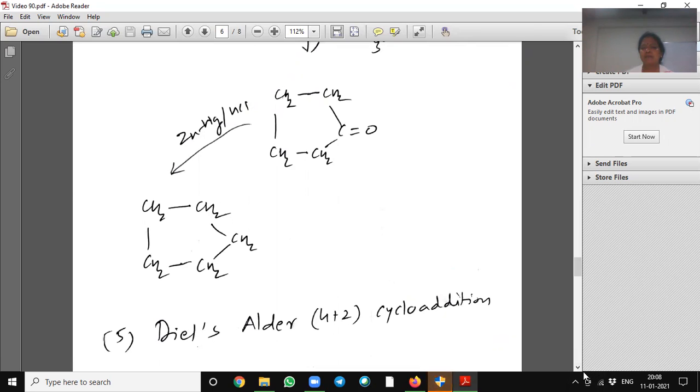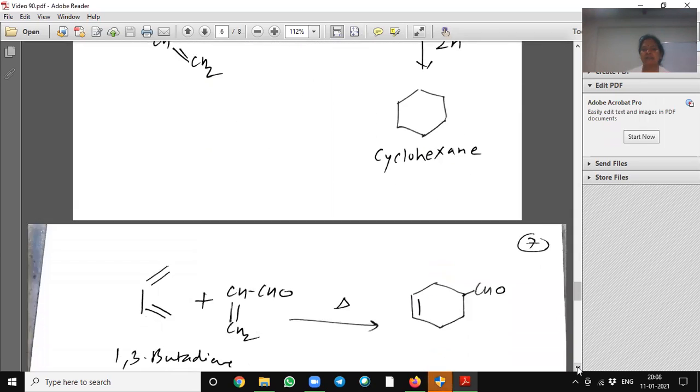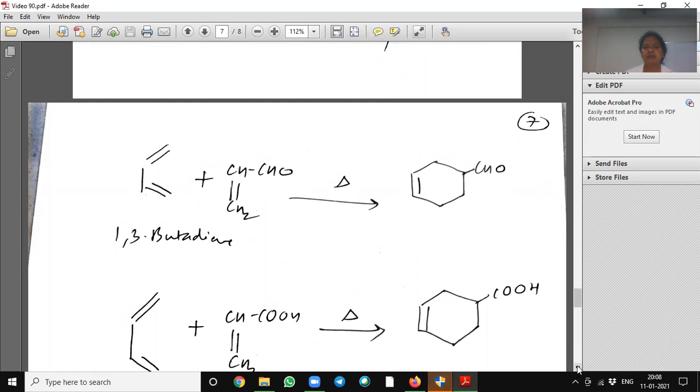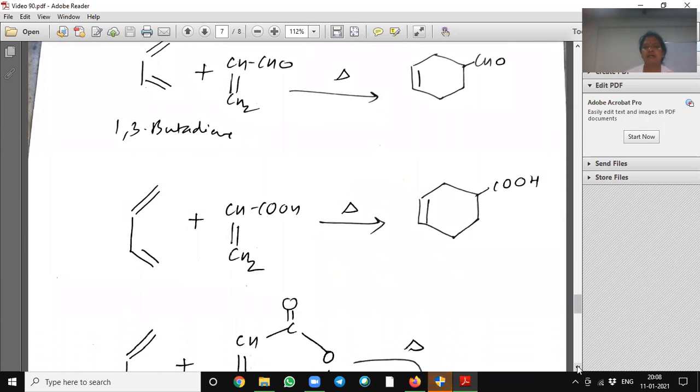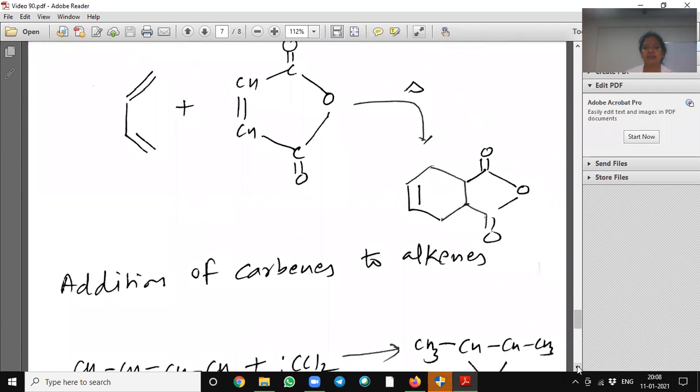Diels-Alder 4+2 cycloaddition reaction. 1,3-butadiene in presence of ethene, when heated at 200 degrees centigrade, will first give cyclohexene, which on reduction will give cyclohexane. Similarly, other substituted reactants can be used with 1,3-butadiene, and we will get the corresponding compound.